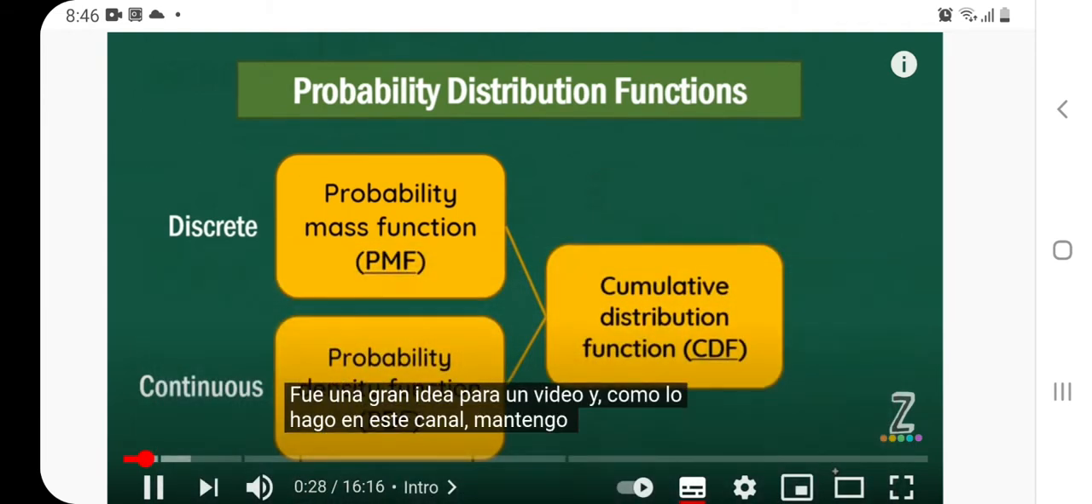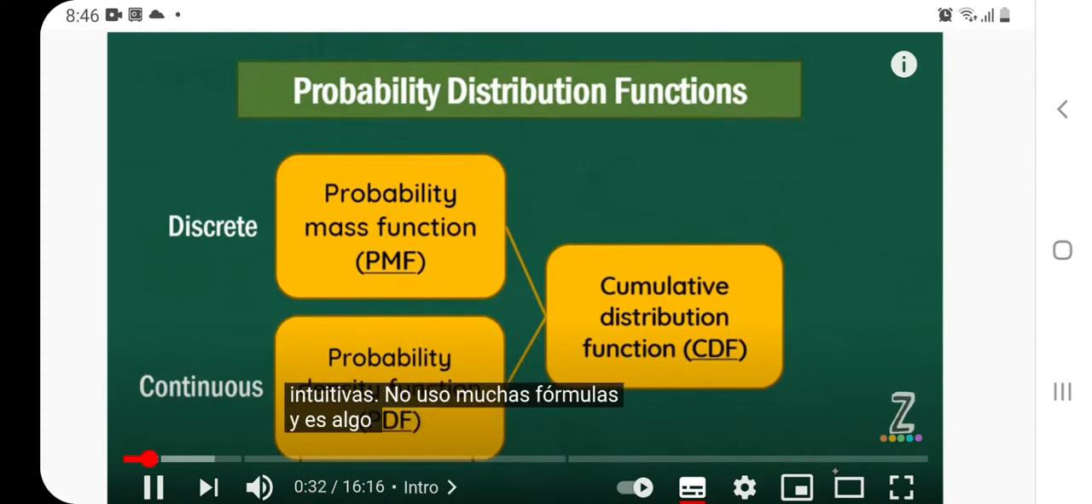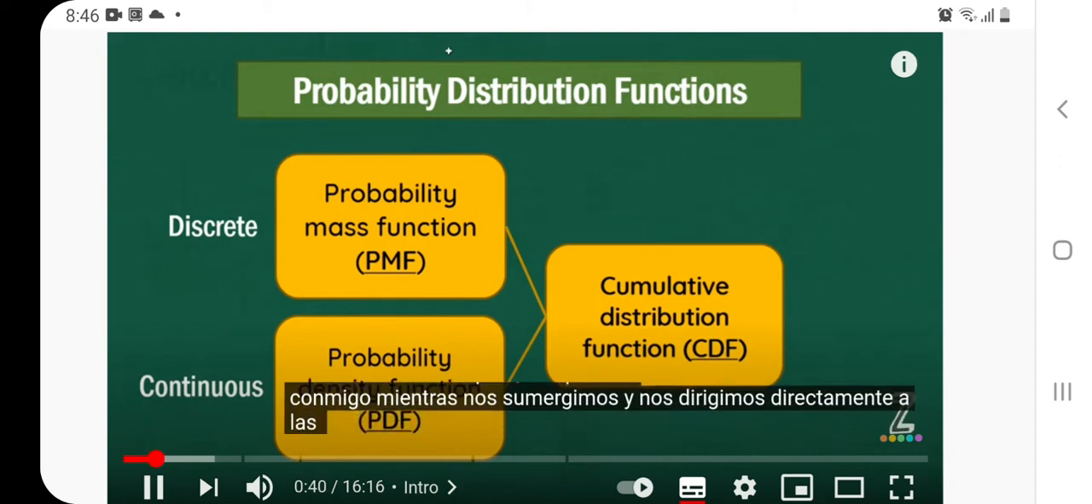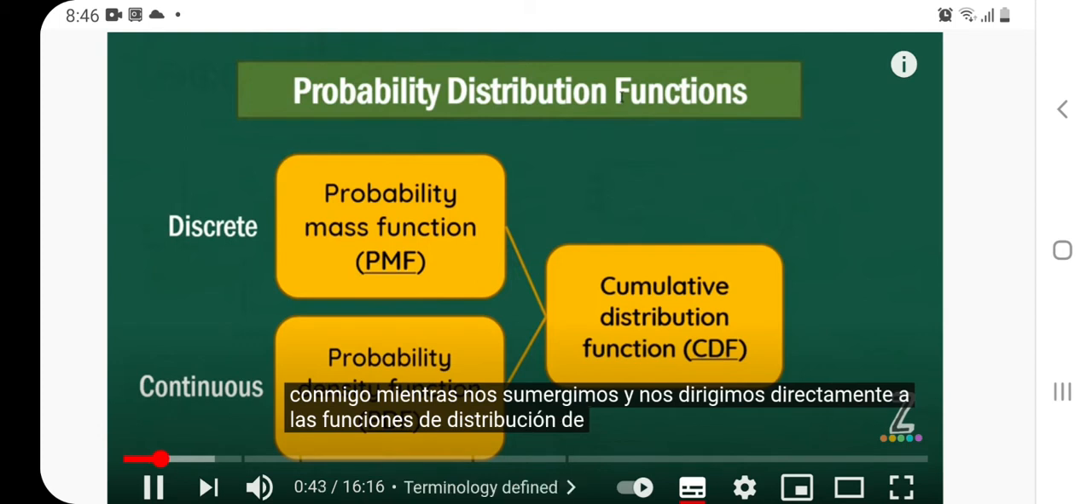And as I do on this channel, I keep things very intuitive. I don't use a lot of formula, and it's something that's going to be hopefully useful for you to wrap your head around the concepts. So come along with me as we dive straight into probability distribution functions.